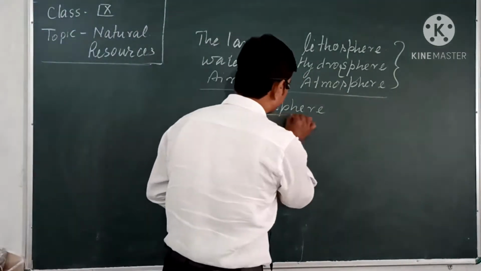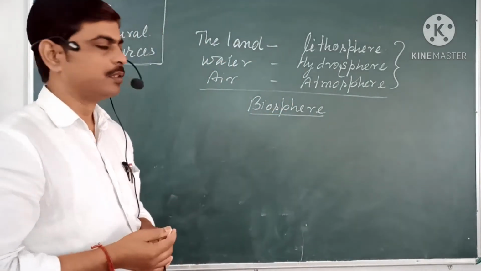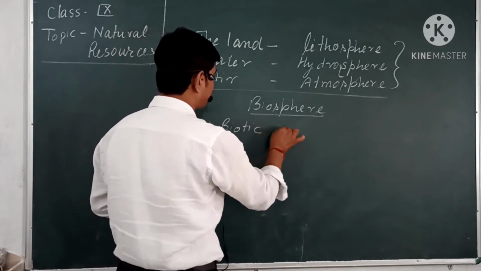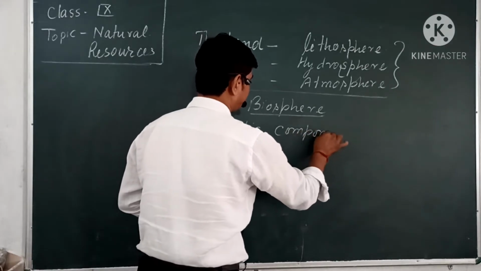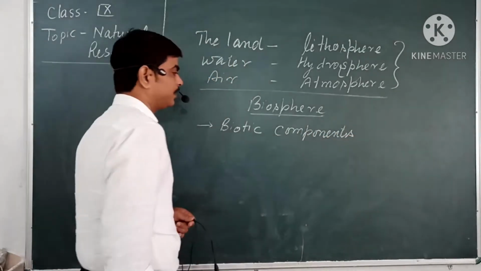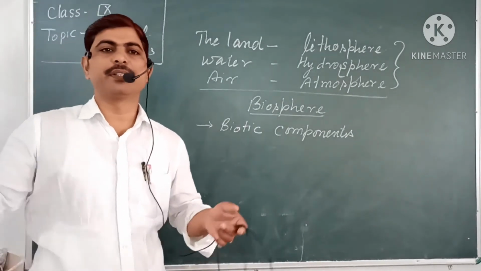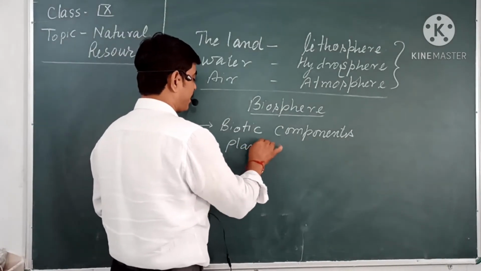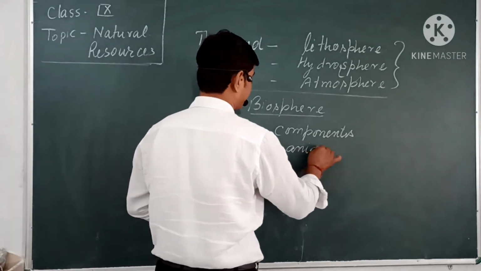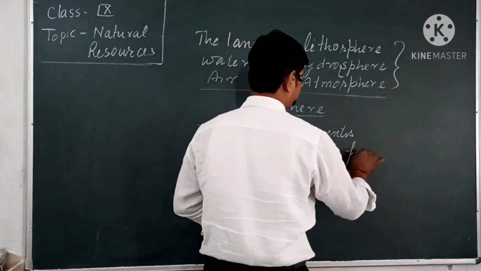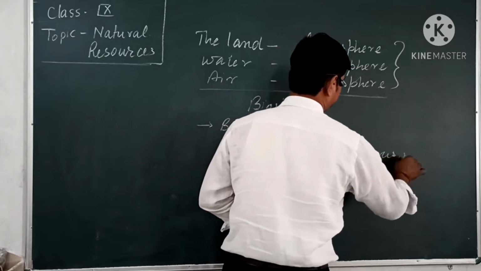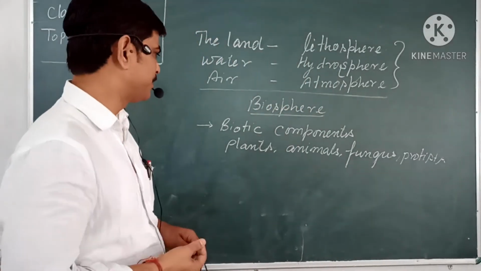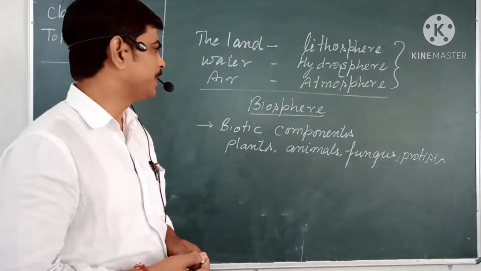And this biosphere has different components, like the biotic components. Biotic components means living things of that area, like plants, animals, fungus, protists, insects, meaning all living things make the biotic component of the biosphere.